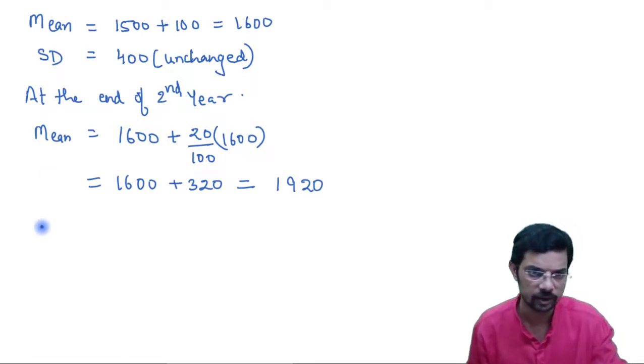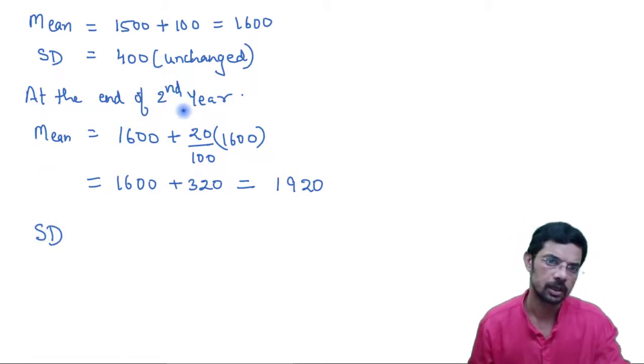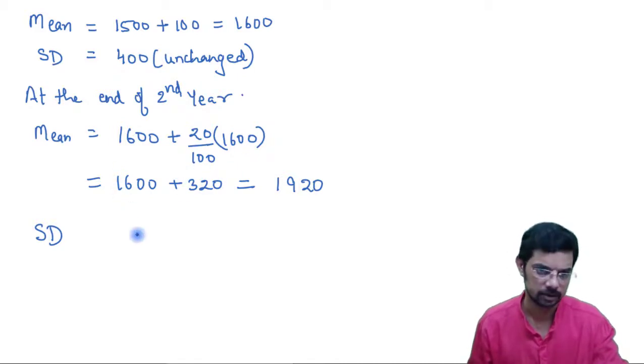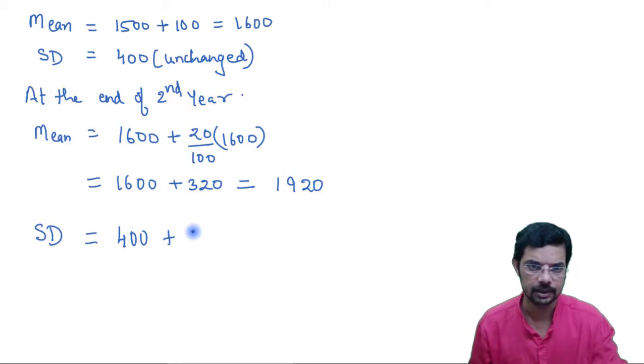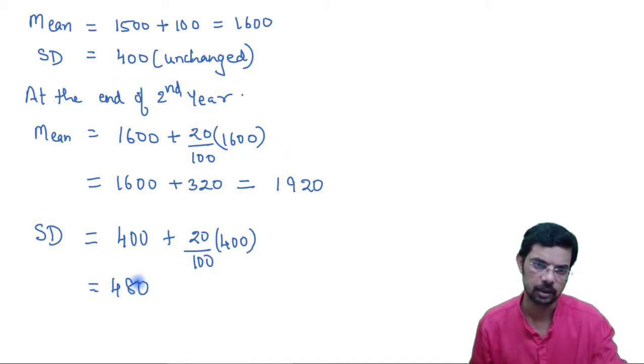Now what happens to the standard deviation? The standard deviation also changes because we have a 20 percentage hike. The actual standard deviation was 400, so it gets increased by 20 percentage of 400. 20 percentage of 400 is 100 goes, 4 twos are 8, that is 80. This becomes 480. Standard deviation is 480 and the mean is 1920.